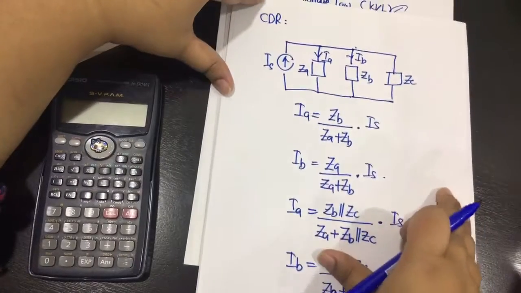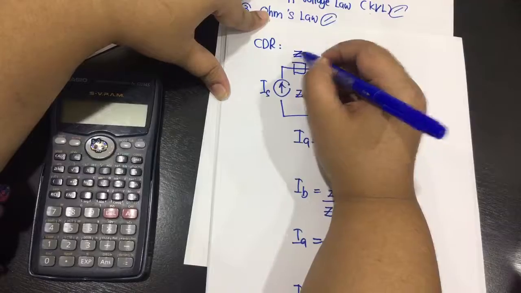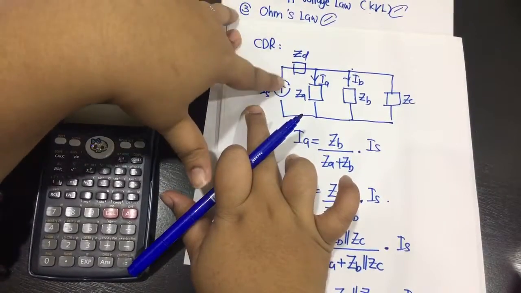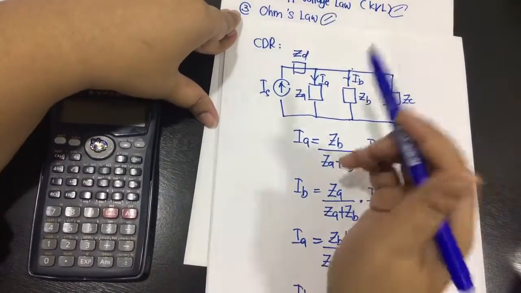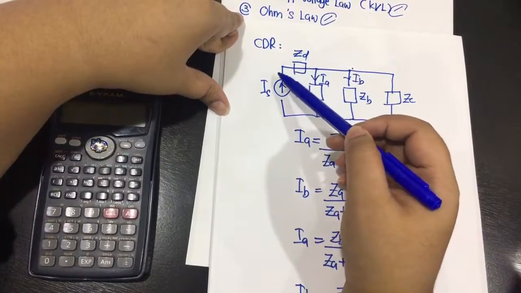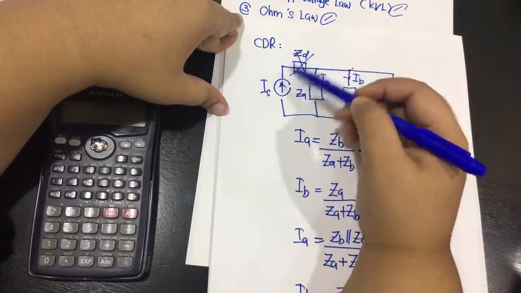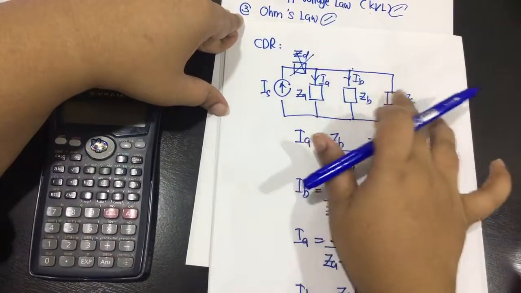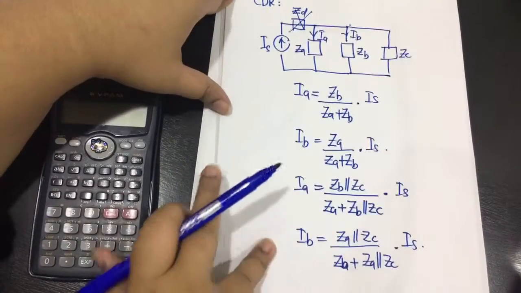And let's say you have another impedance connected in series with the current source. For this case, you know that current in series is the same, so you can ignore this impedance and calculate current flow at each branch using these two.